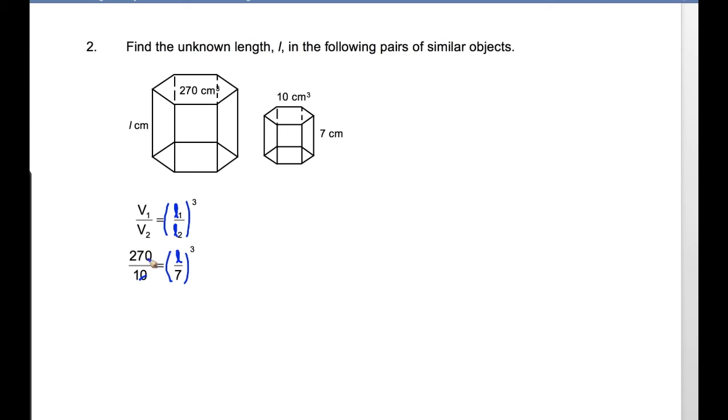Simplifying it and taking the cube root, we have 3 equals L over 7, giving us L equals 21 cm.